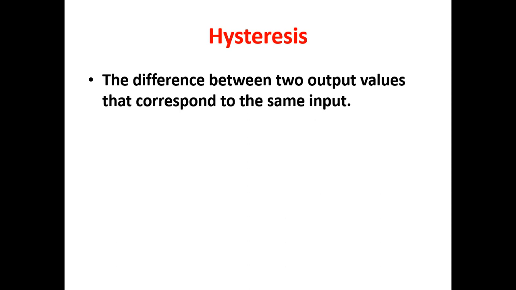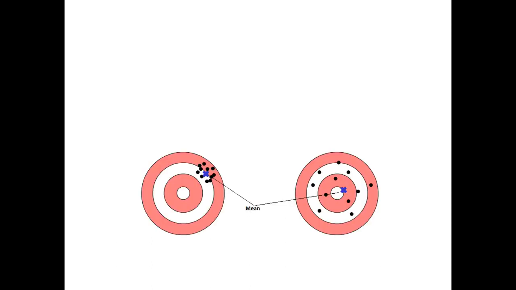So cyclic means we apply positive and we apply negative. We apply a cyclic load or cyclic measurements to the instrumentation system and try to find out if there is any change in the output. That is basically called hysteresis. Now this particular graph indicates the difference between precision and accuracy.